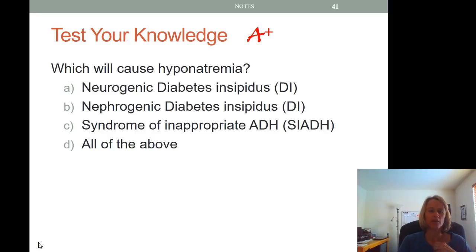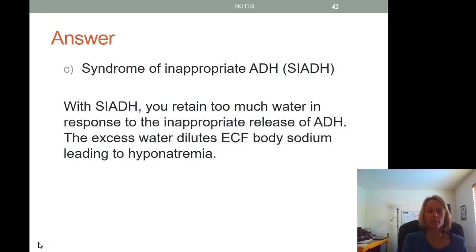Okay, which of the following will cause hyponatremia? Okay, take a minute and look at that. Hyponatremia, or low blood sodium. Okay, the answer is the syndrome of inappropriate ADH secretion. So with this syndrome, you're going to retain too much water, and this excess water is going to dilute the body sodium, leading to hyponatremia.